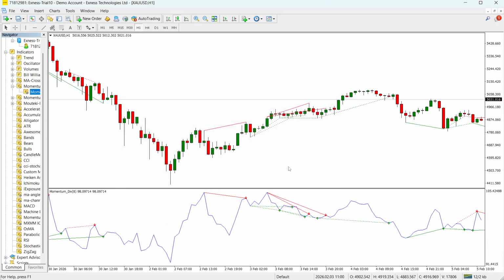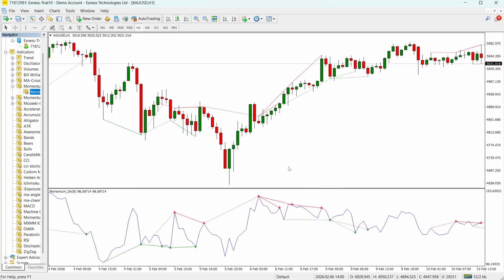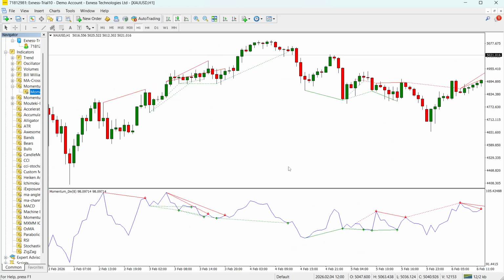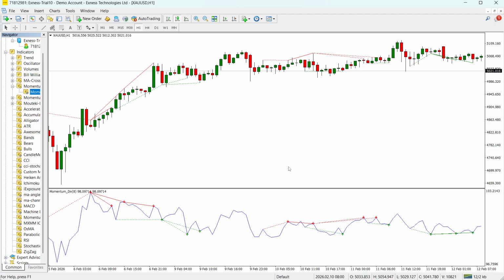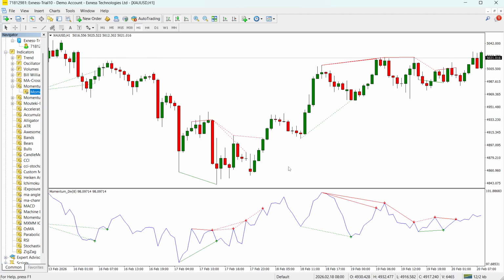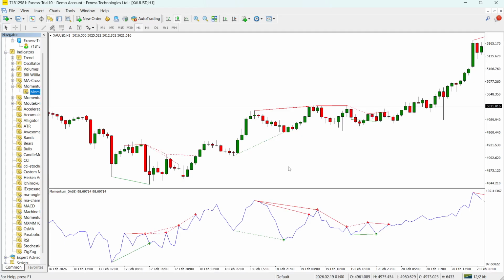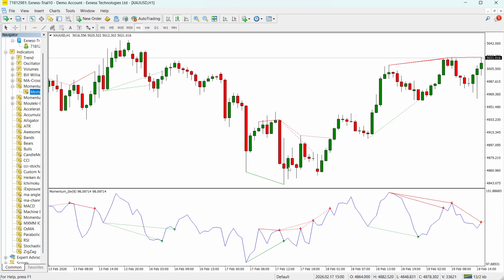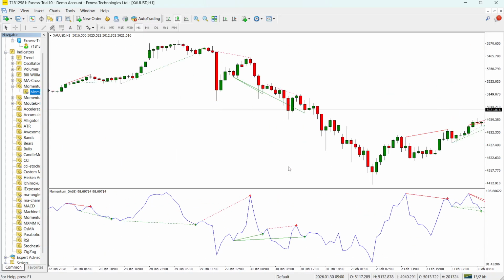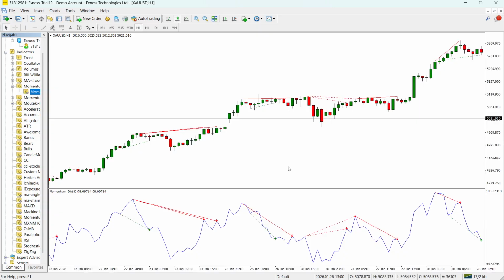On the chart, the indicator marks divergences with lines or arrows connecting the relevant highs or lows on both the price charts and the momentum sub window. A bullish divergence appears when price makes a lower low but momentum makes a higher low. A bearish divergence shows price making a higher high while momentum makes a lower high. These visual markers help you quickly spot these discrepancies.